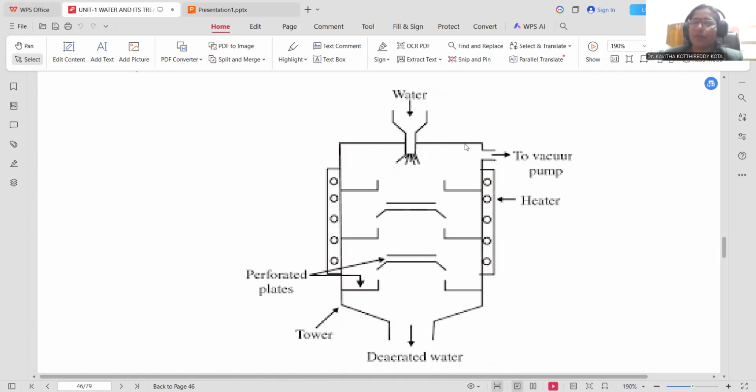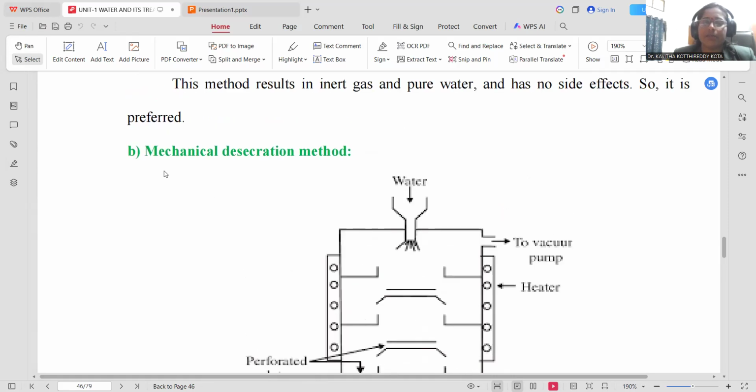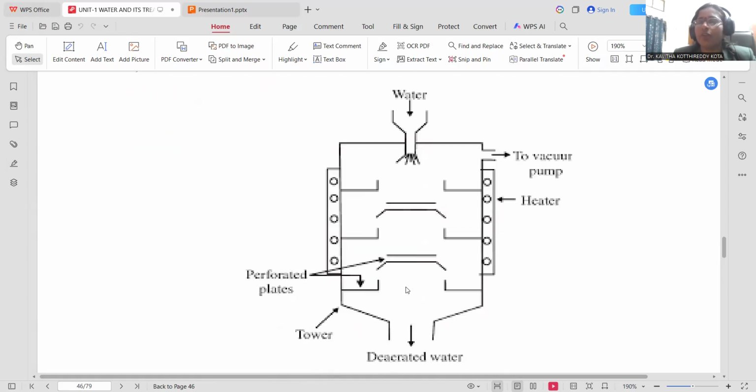The vaporized oxygen is sucked towards the vacuum pump. The vacuum pump has the function of sucking the gases, with the provision to grab all the dissolved gases present. While the temperature rises, dissolved gases are released. Immediately the vacuum pump sucks all the gases, so that simply deaerated water comes from the outlet. It's a very simple and efficient method, the mechanical deaeration process, that we apply in order to remove oxygen.